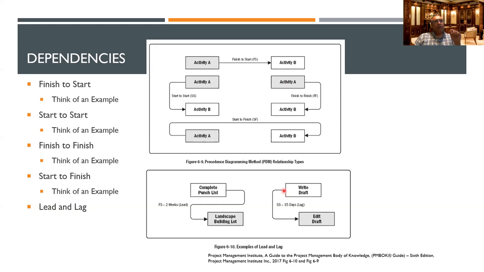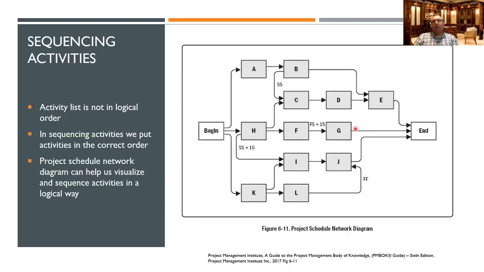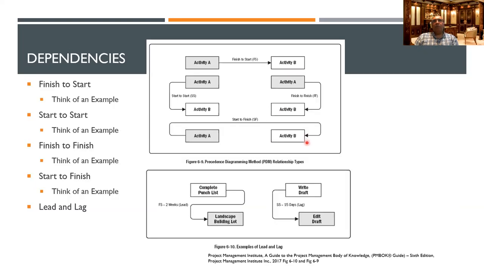So once you're writing the draft of the book, typing out an article, then 15 days after that, you can start editing the book. So this is a lag, that is, a later time after you start this activity. So this is another relationship sometimes which we show, and this is showing you here. The example would be, yeah, this is the lag.